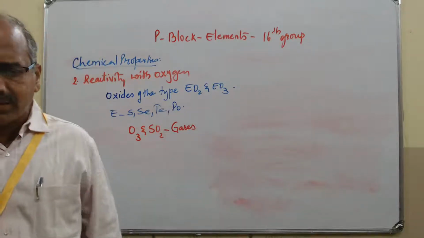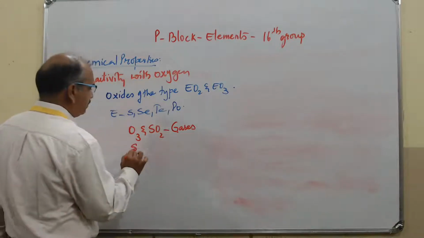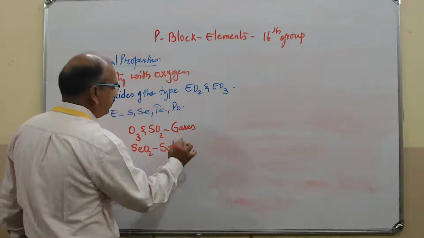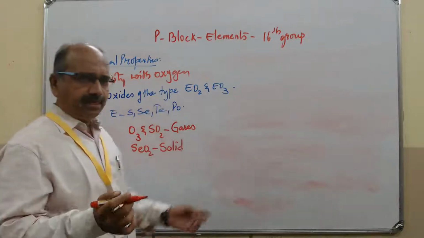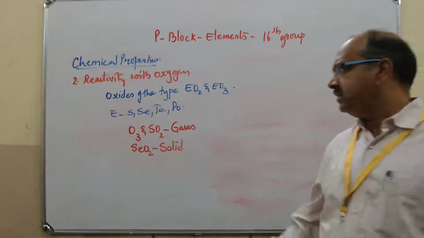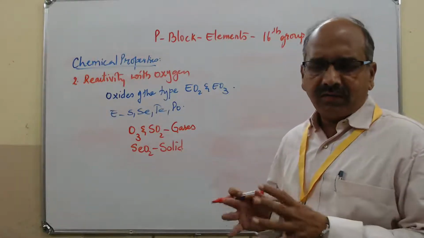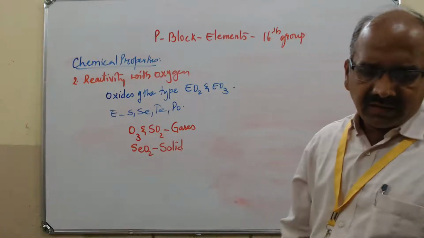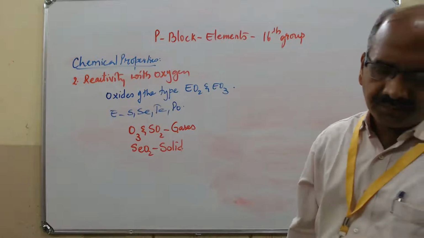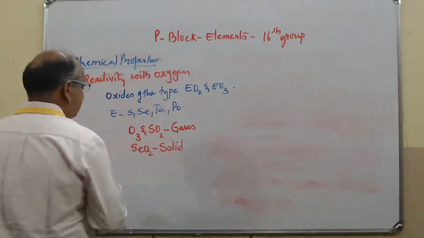If you take the other ones, like SeO2, it becomes solid. So down the group, the oxides formed are solid in nature, because Van der Waals forces increase. When Van der Waals forces increase, there is definitely a chance of solid formation. Then you have the trioxides.